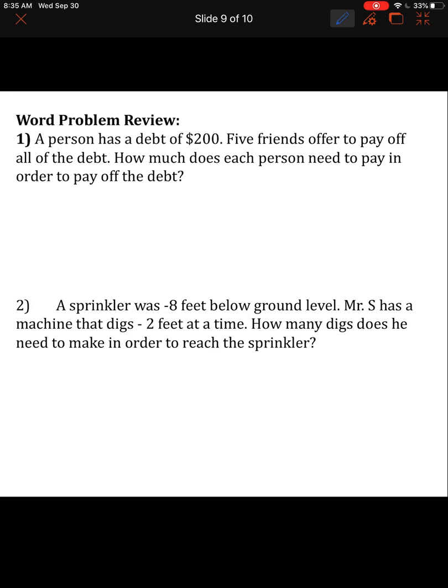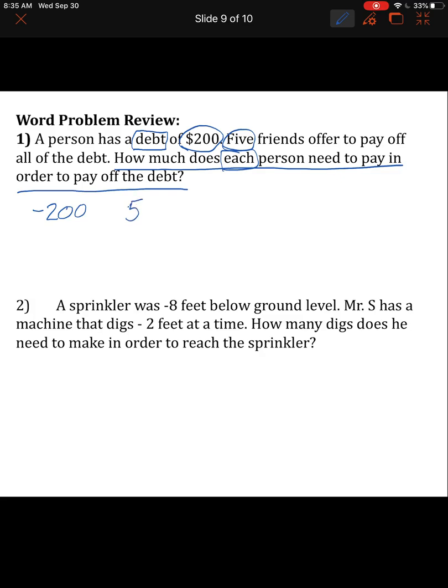All right, so then we got some real world problems here. A person has a debt of $200. 5 friends offer to pay off all of the debt. How much money does each person need to pay in order to pay off the debt? Okay, so if we have a debt of 200, that means we have a negative 200.